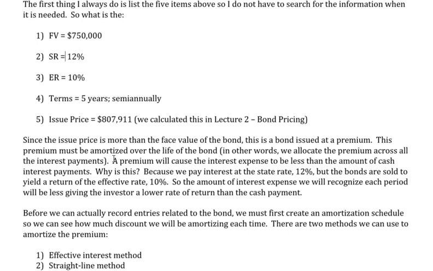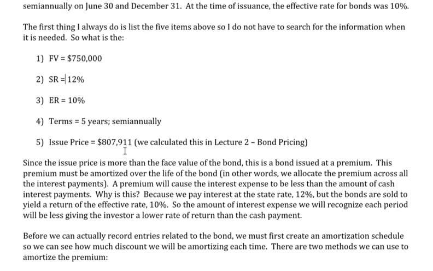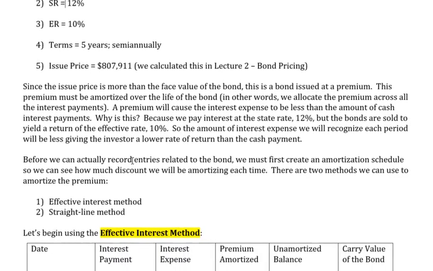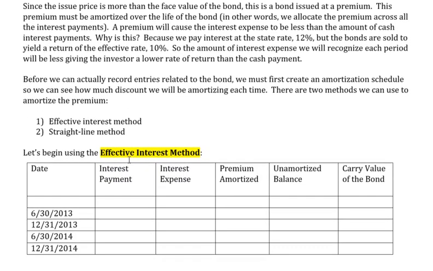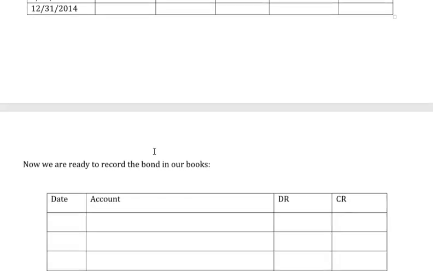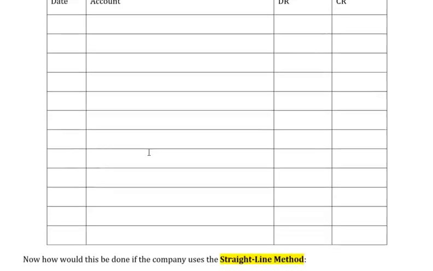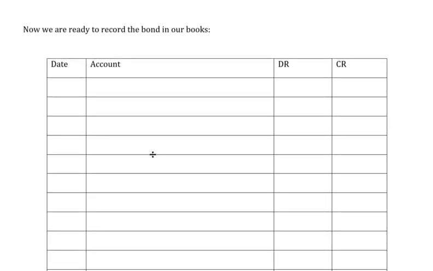All right. Now, there are 2 methods in which we can amortize this bond. In other words, find out the interest expense. One is the effective interest method. So that's the first method we'll use, and then we'll look at what it would be if we did the straight line method.